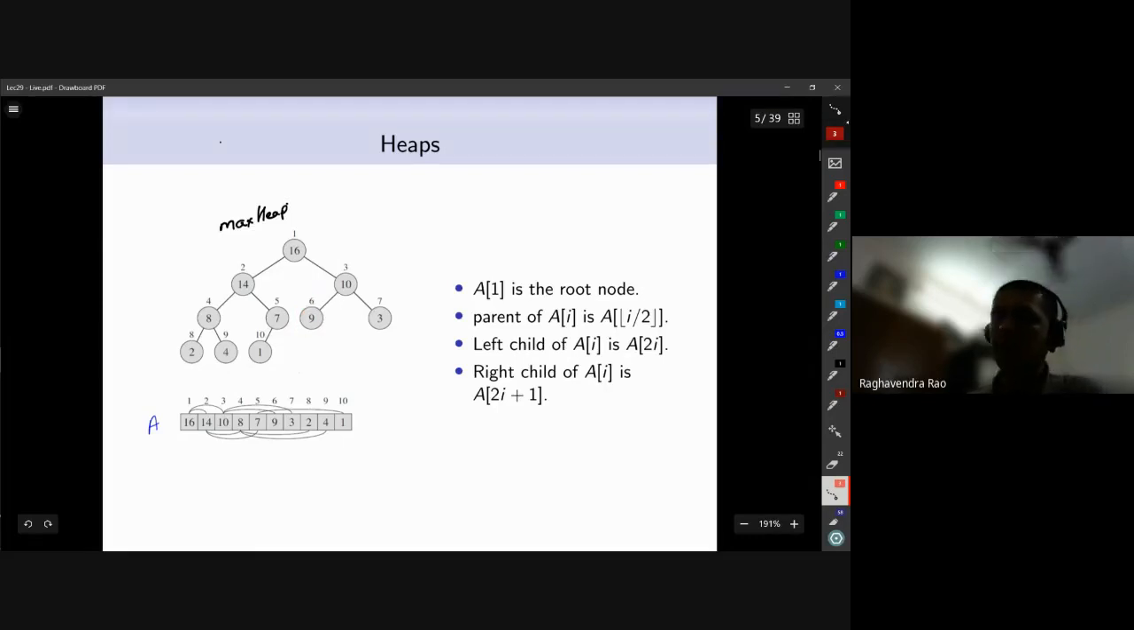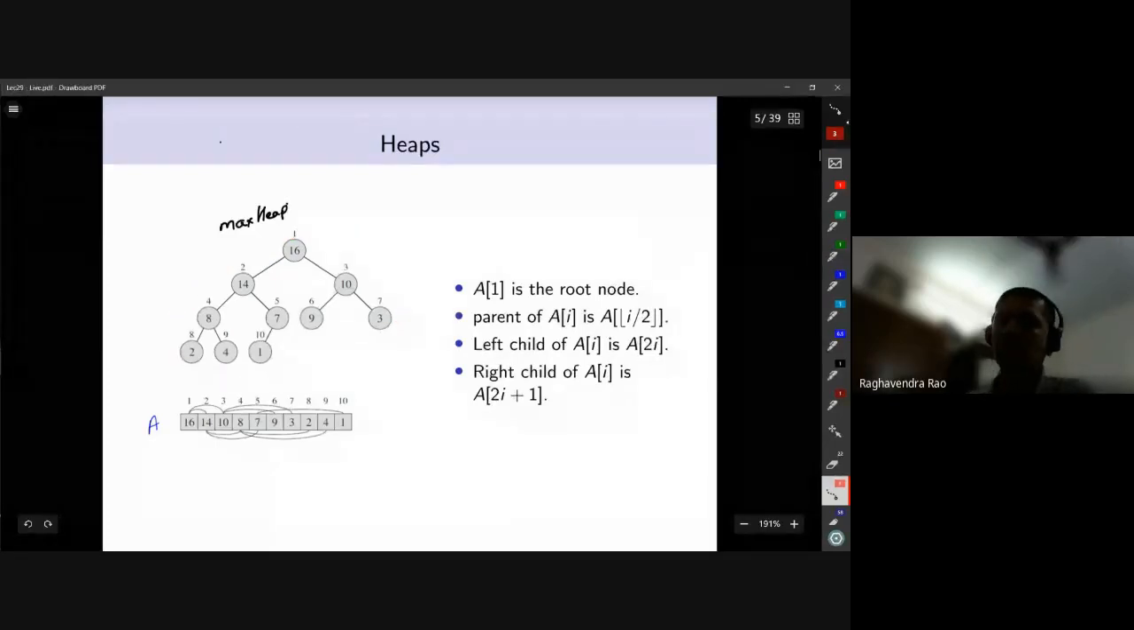So this will be strictly more if the values are distinct. If the values are repeating, it could be greater or equal to. Okay, so you can see that this is a max heap. It satisfies the max heap property. Similarly, you can imagine a min heap. The relations are flipped. That is, the parent should be the minimum among the children.